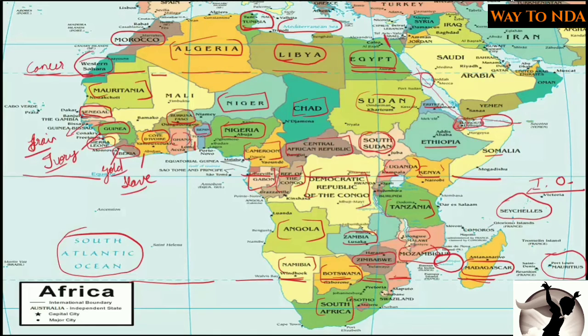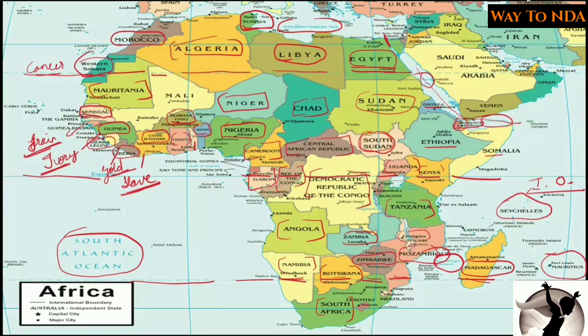Okay, so if you have to remember this west to east, you can remember like grain and ivory are gold for slaves. Okay, you can make a statement, grain and ivory are gold for slave. In this way you can remember this. Okay, so this is very important, try to remember this.